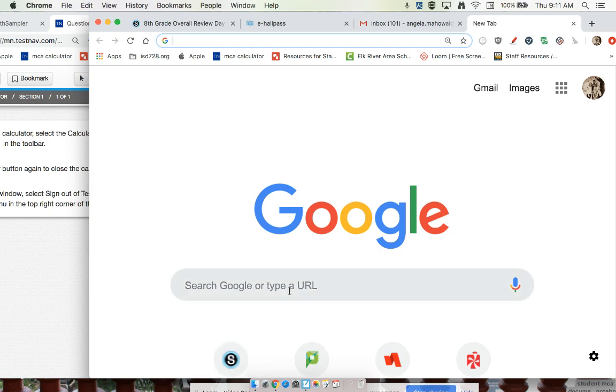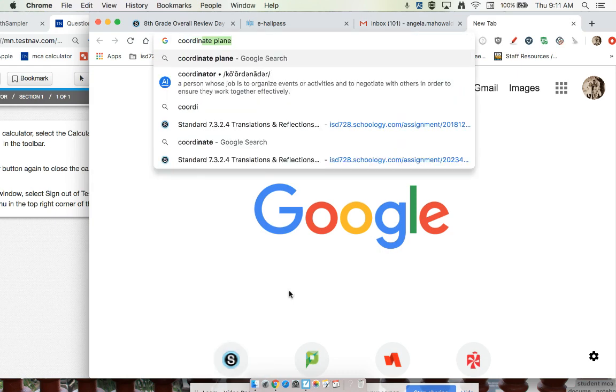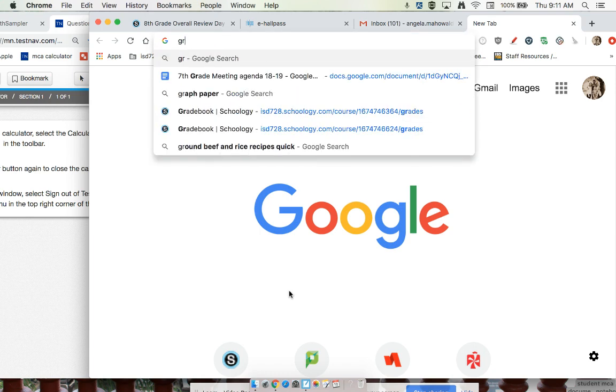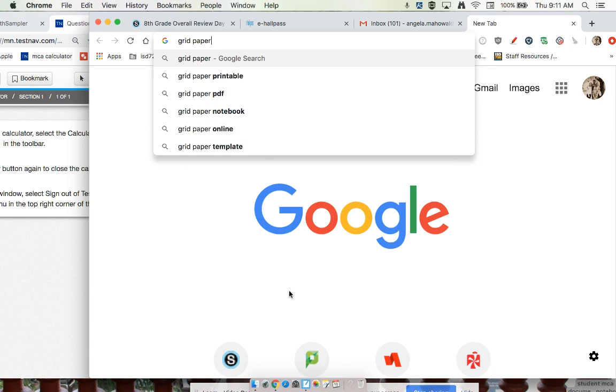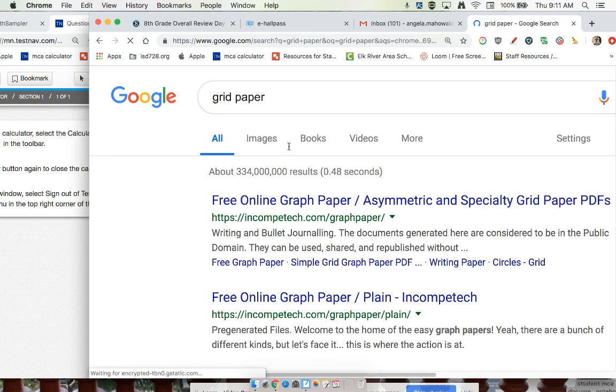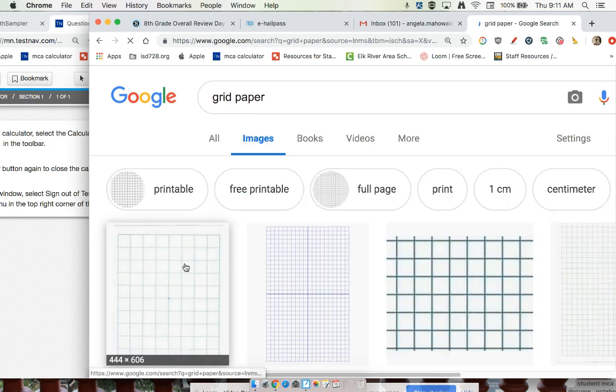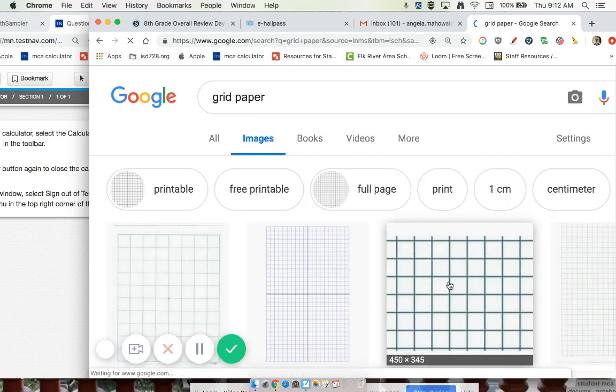So I'm going to Google coordinate plane. Oh, I don't think you get a coordinate plane though. Actually, I think you only get grid paper. I'm going to Google grid paper here and show you what you could do. And you just have to make your own coordinate planes. If you're given grid paper, here's a good one.